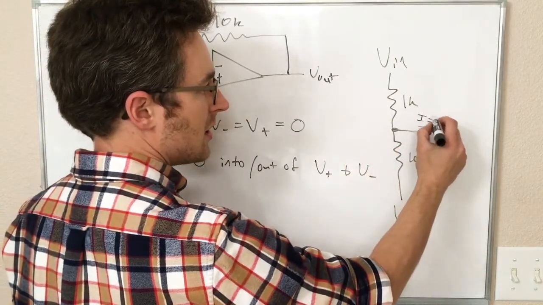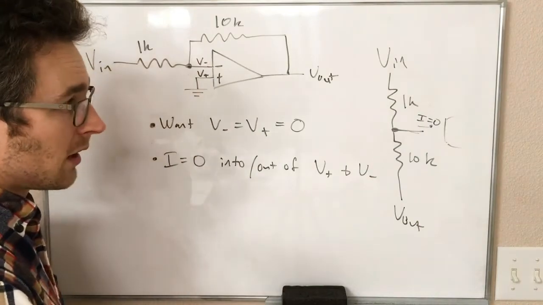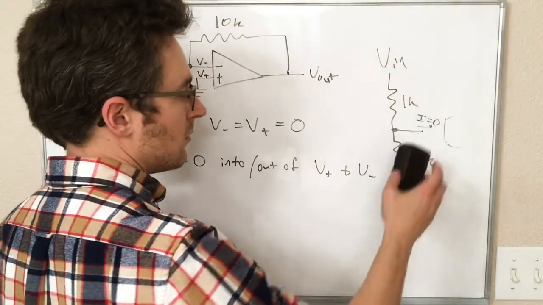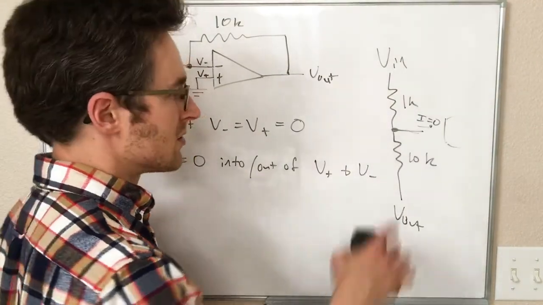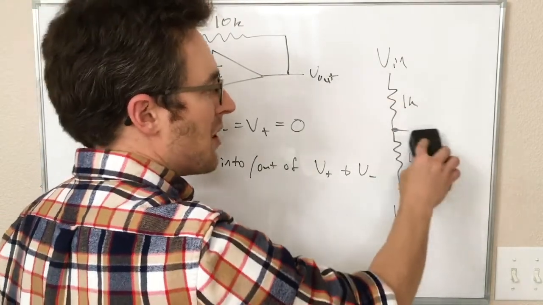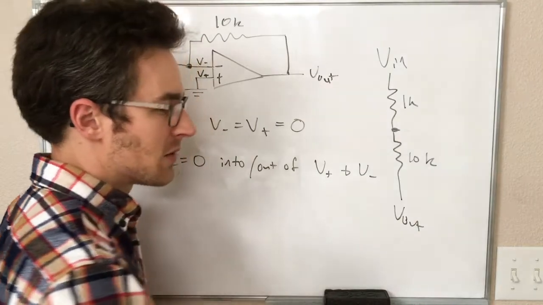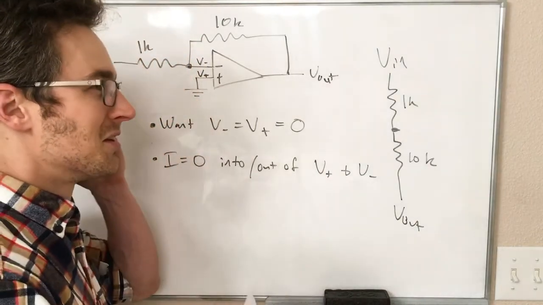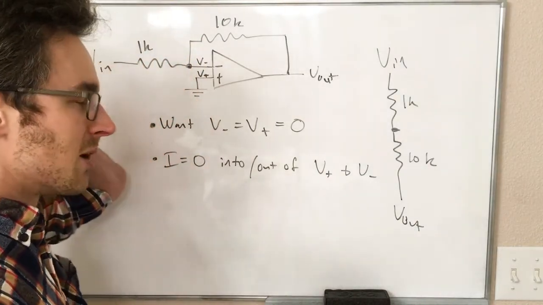So if the current equals 0 here, then we could think about this two ways. One, in terms of how the current flows, that's no different than if nothing was connected there at all. So that's kind of the answer right there.